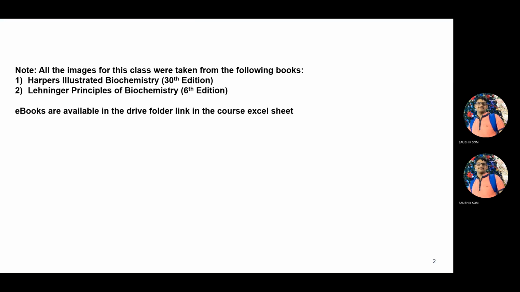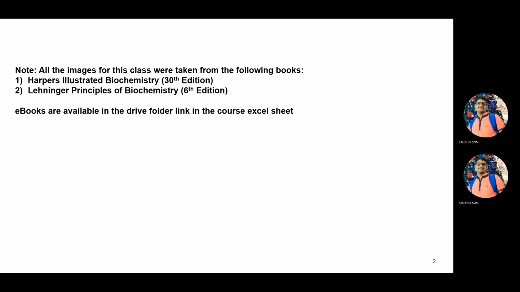So first, a note: all the images I've used in this class were taken from the following books: Harper's Illustrated Biochemistry and Lehninger Principles of Biochemistry. I have given one ebook in that drive folder in the course Excel sheet. So if you need anything, you can download those books from this folder and use them for reading.